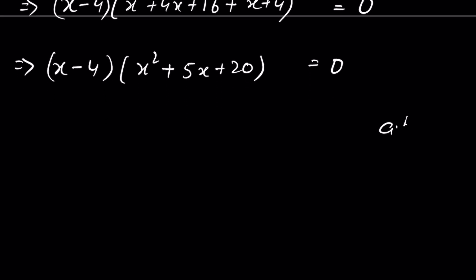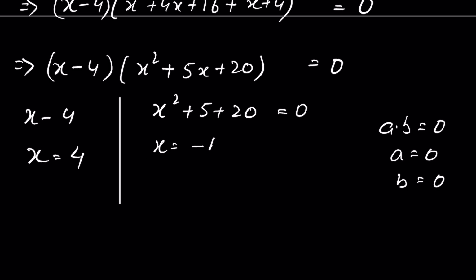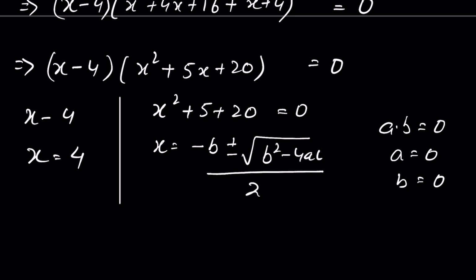Now when a times b is equal to 0, it means either a is equal to 0 or b is equal to 0. So here we have two solutions for x. When x minus 4 is equal to 0, then x is equal to 4. When x square plus 5x plus 20 is equal to 0, now here, to find the roots for x, we can use the discriminant method, where x is equal to minus b plus minus square root of b square minus 4ac upon 2a.